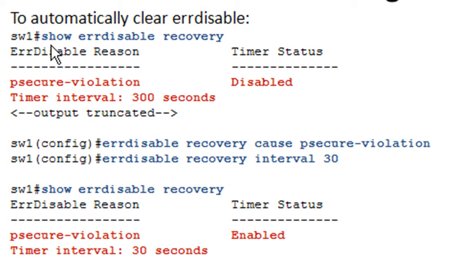Now I've got this truncated. When you do a show errdisable recovery, it's going to give you all these reasons. There's a grip of these reasons, and it's going to show you if they're disabled or not. By default, I believe they're all disabled. You have to go in and manually enable these. So there are 2 steps to this. You have to enable it for the correct error disable reason, and then you have to set a timer, or you can just use the default timer of 300 seconds.